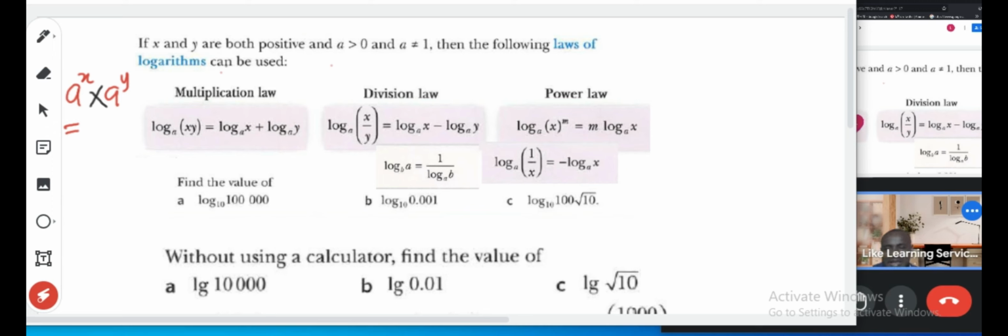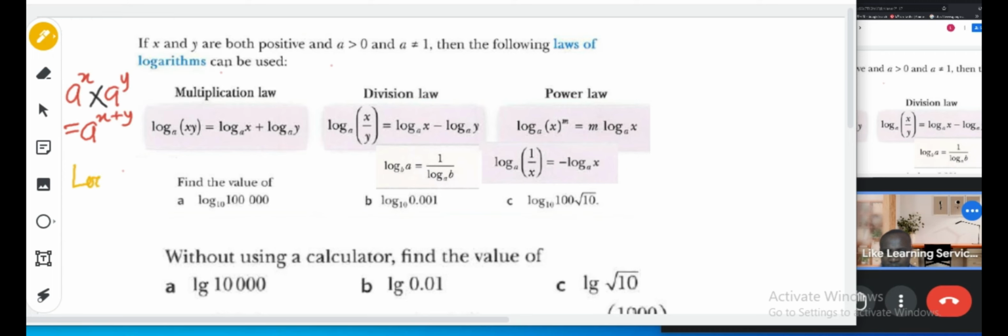By the way, you need to even understand what this thing is about. Of course, you said it will be equal to a raised to the power x plus y. Am I right? You say it's equal to a raised to the power x plus y, right? And you know about this one too.